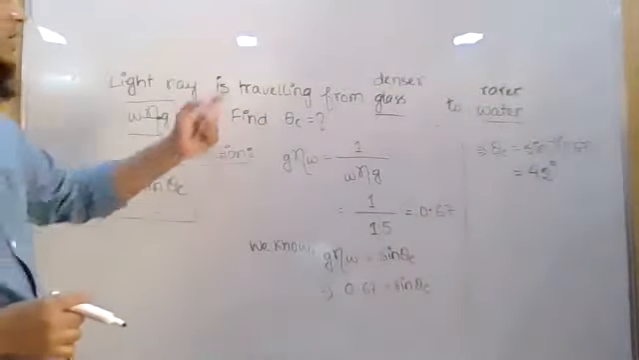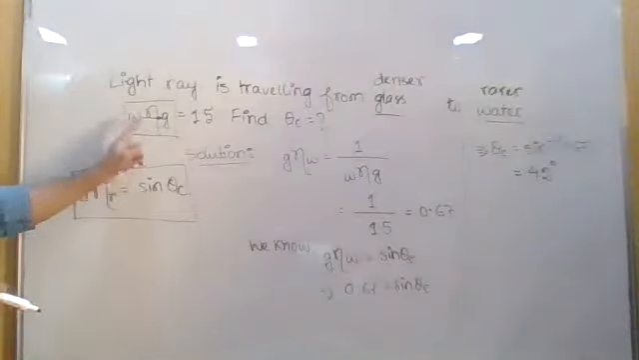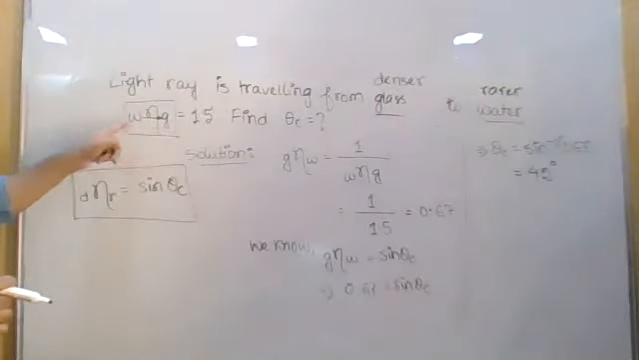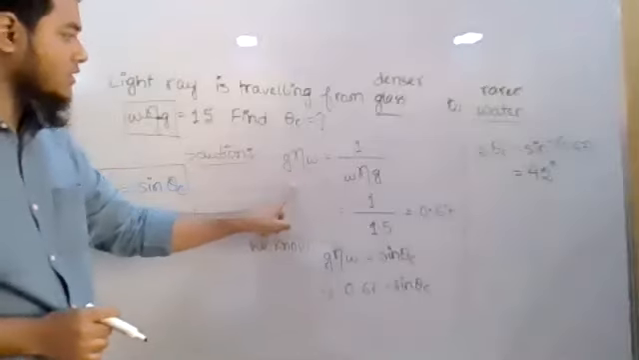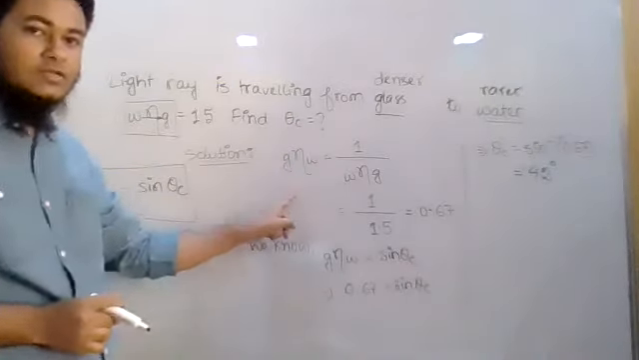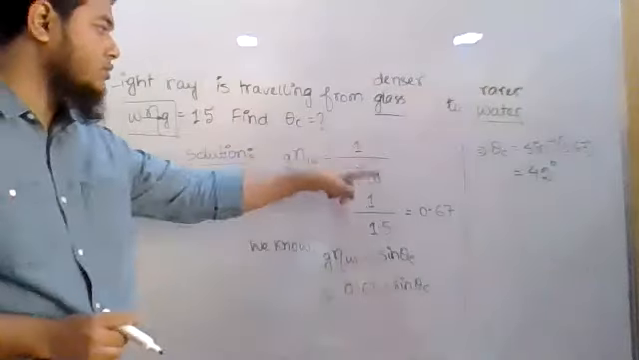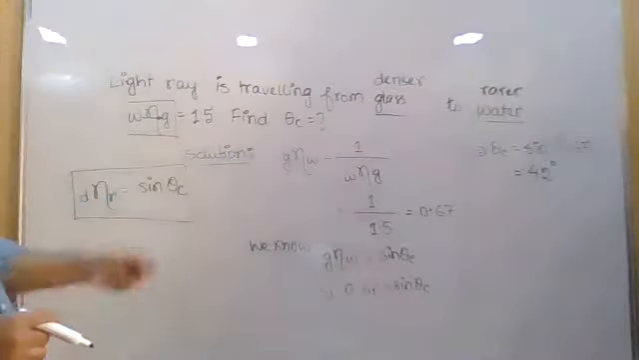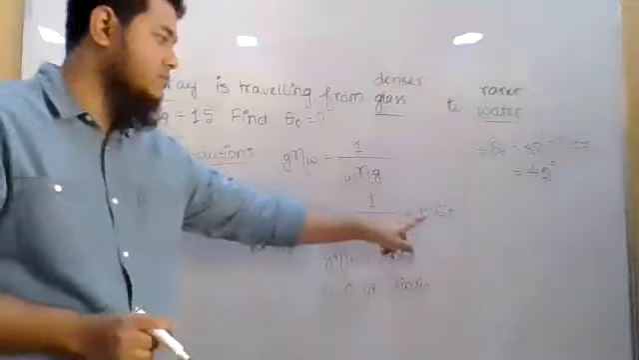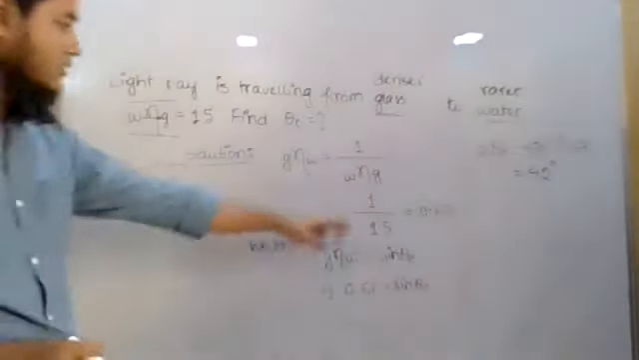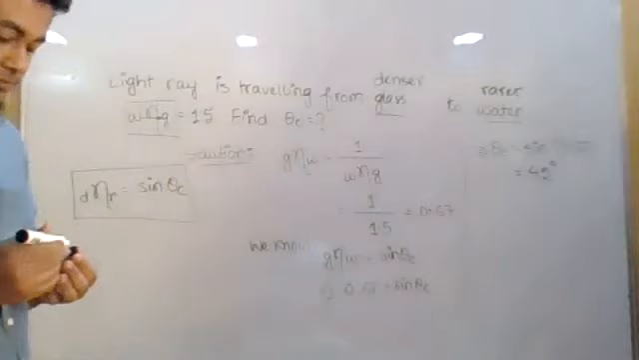That is the opposite of what we want. We want from denser to rarer, that means from glass to water. From glass to water it should be, but here it is given water to glass. So we need to find the refractive index of water with respect to glass, and by taking the reciprocal of this one, you can find the value of this. Using this, you can find the value of critical angle.